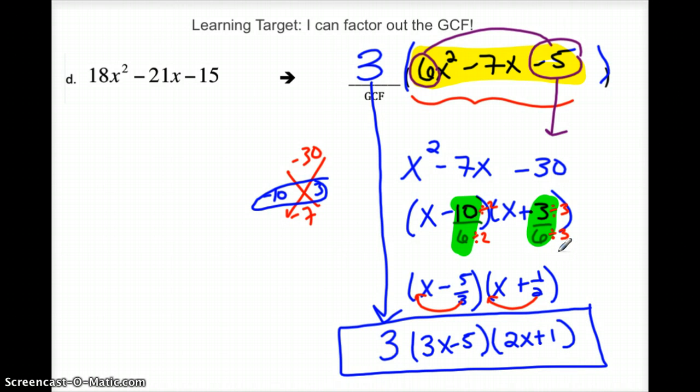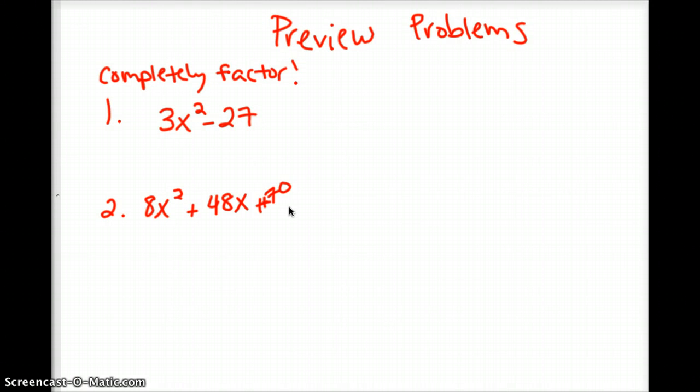Okay, so that finishes our examples for factoring out the GCF. For a few extension problems, what you could do, I'll write them for you. Okay, so for some extra practice, here are the preview problems.